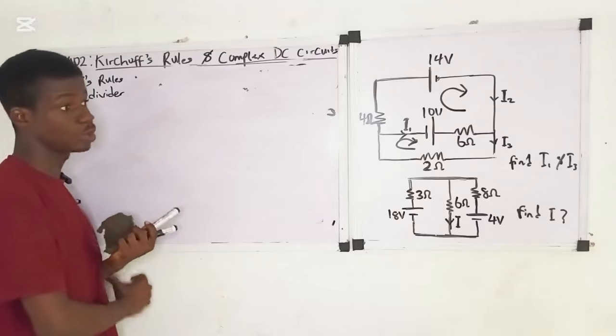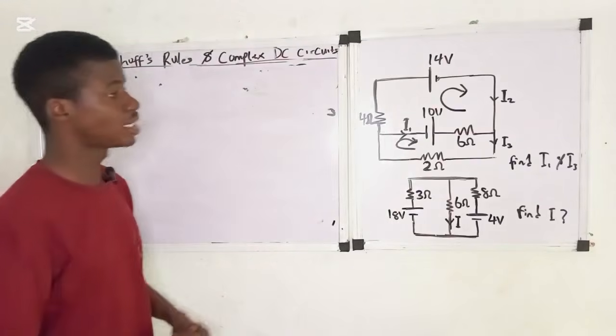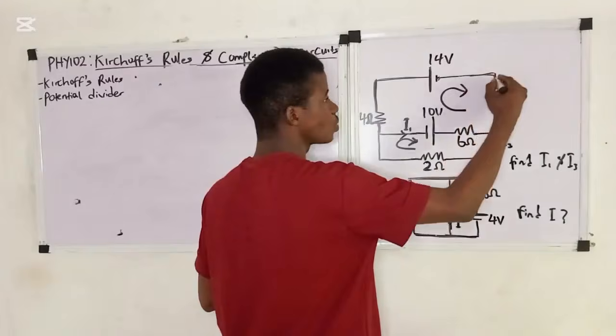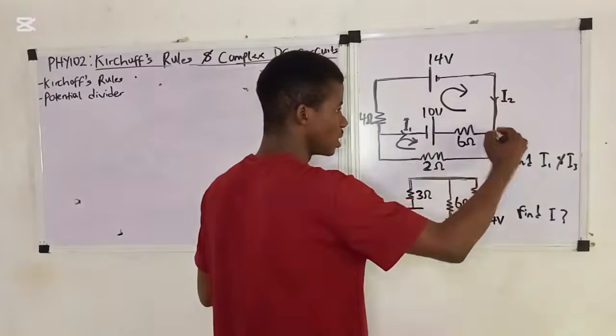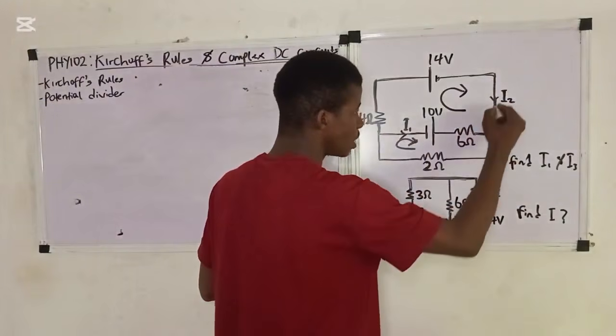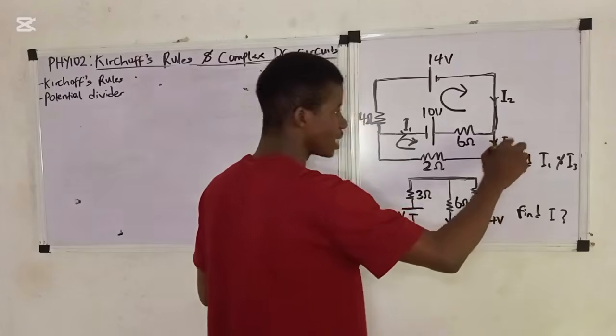Now we have known the direction of the loops. Then what is the next thing? We use the junction rule to get the current. If you look at it, there are three currents here. This is I2, which is moving from here. Then I1 is going like this. We find out that I1 and I2 join together, and we get I3.